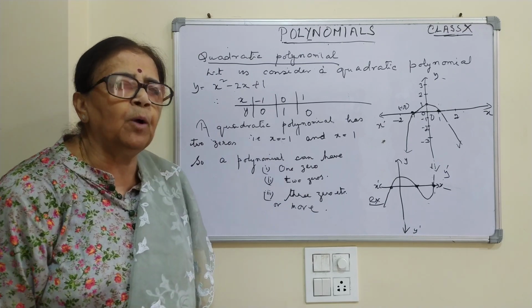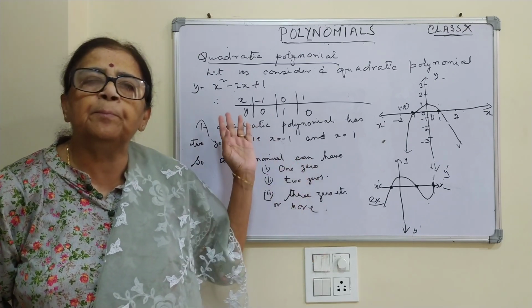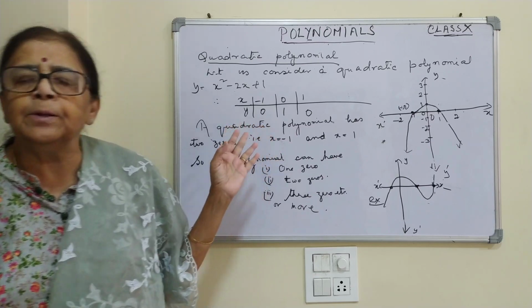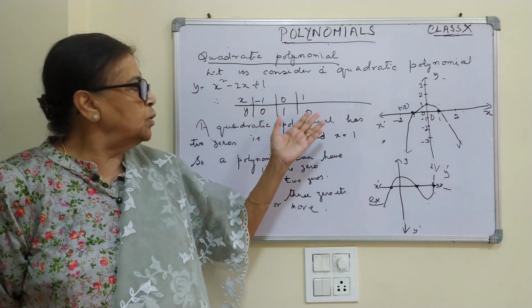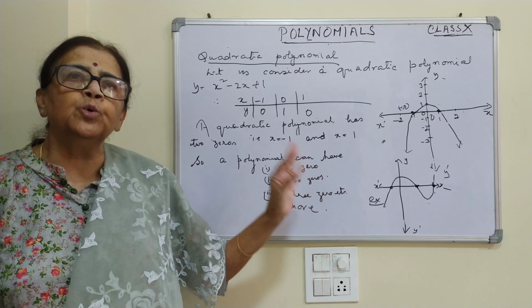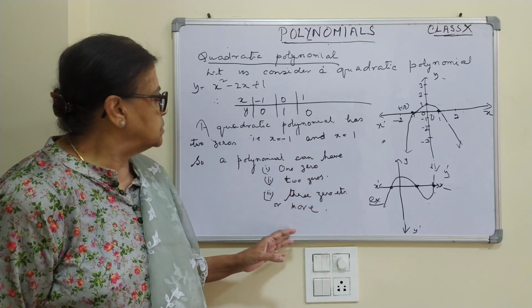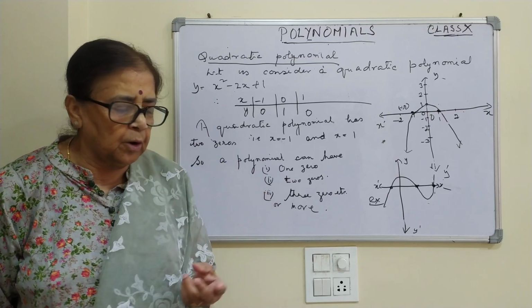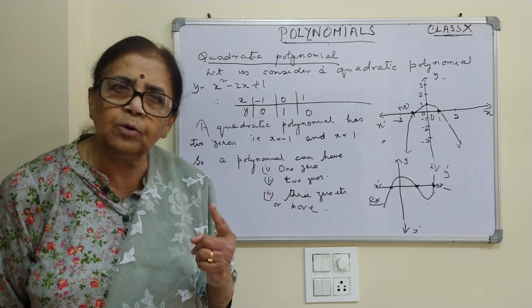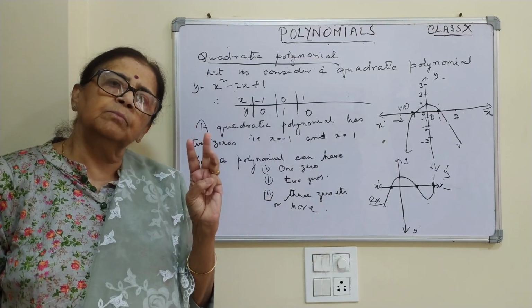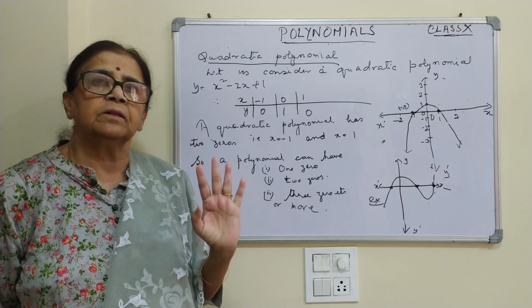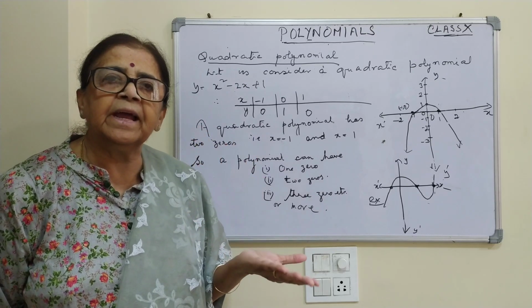But a quadratic polynomial always represents a parabola. Parabola we will be doing later. It is a parabola whose two ends never meet. A polynomial can have 1 zero, 2 zeros, 3 zeros, more than 3. So we will get according to that.